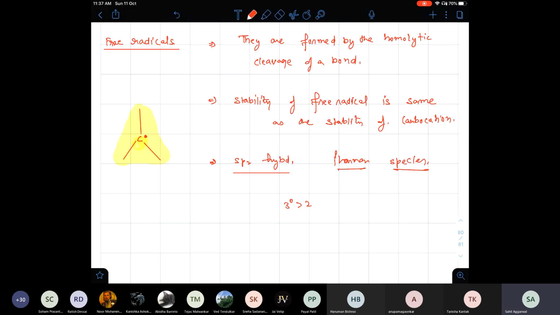That means 3 degree is better than 2 degree, better than 1 degree, better than methyl free radical, better than vinyl free radical, better than phenyl free radical. Allyl free radical is better than benzyl free radical. Understood?